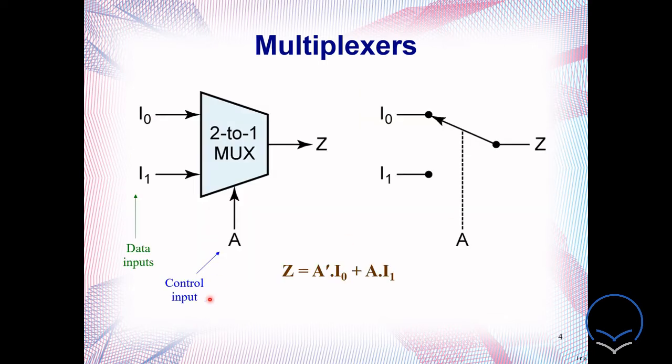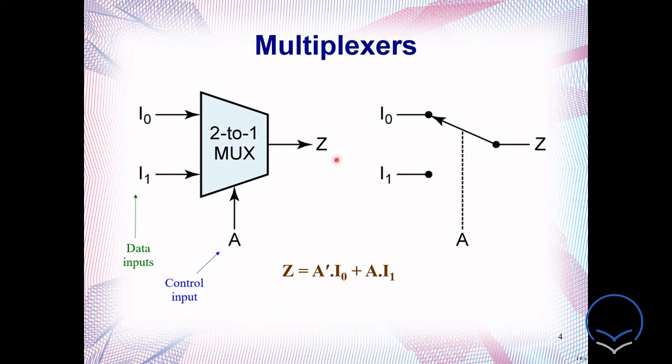Just look here. As discussed already, this is a 2 to 1 mux. This is our control input and this is our data input. n is our control input, n equals 1, and 2 to the power n, so 2 to the power 1 is 2 data inputs, which are known as I0 and I1, and this is our Z output. This is the typical representation of this mux, which acts as a switch.